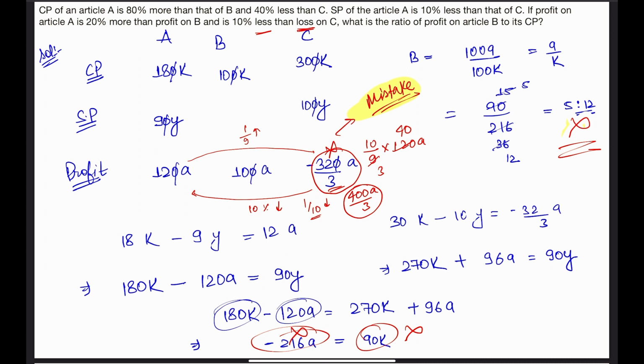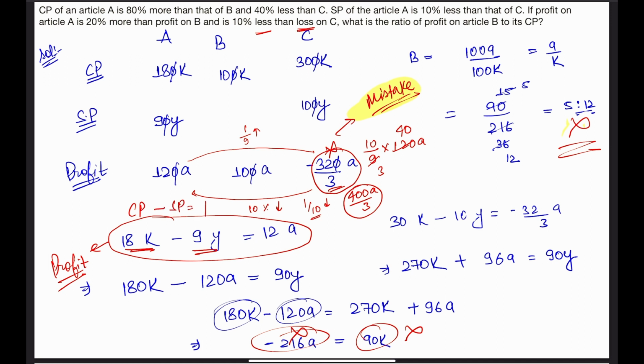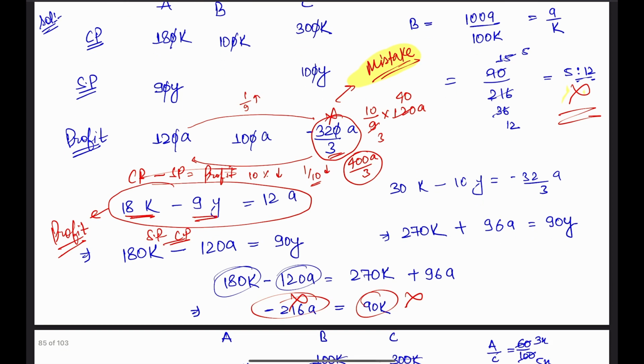Now I said here also a mistake: it was a profit. If it was a profit, then here it should be SP minus CP. CP minus SP equal to profit is wrong. SP minus CP should be there. So one more mistake I found. Here, 2 mistakes.